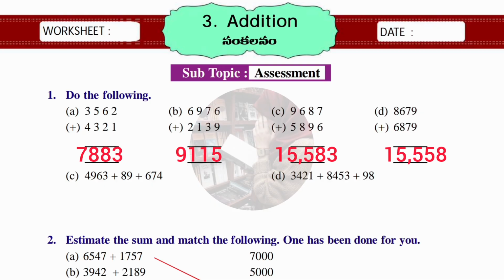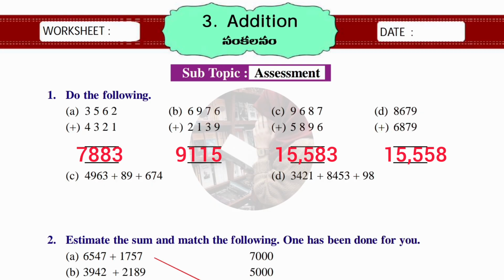9687 plus 5896 is equal to 15583. Next, 8679 plus 6879 is equal to 15558. Okay, understood guys? Let's move on to the next one.